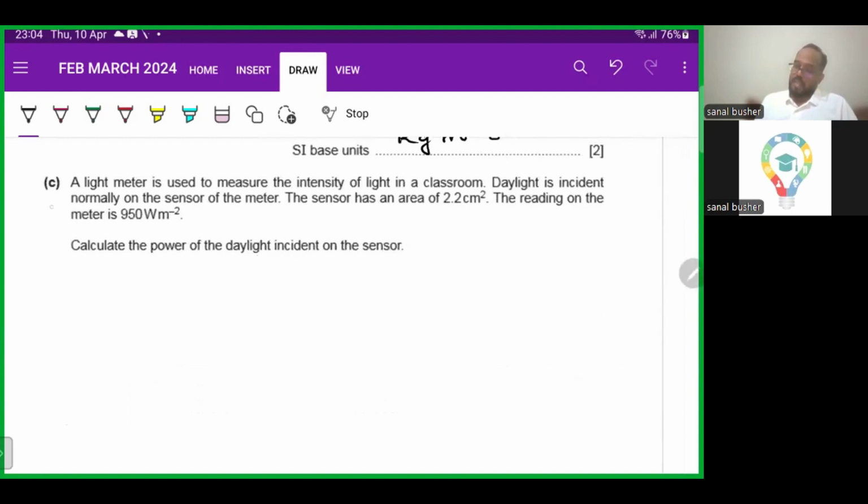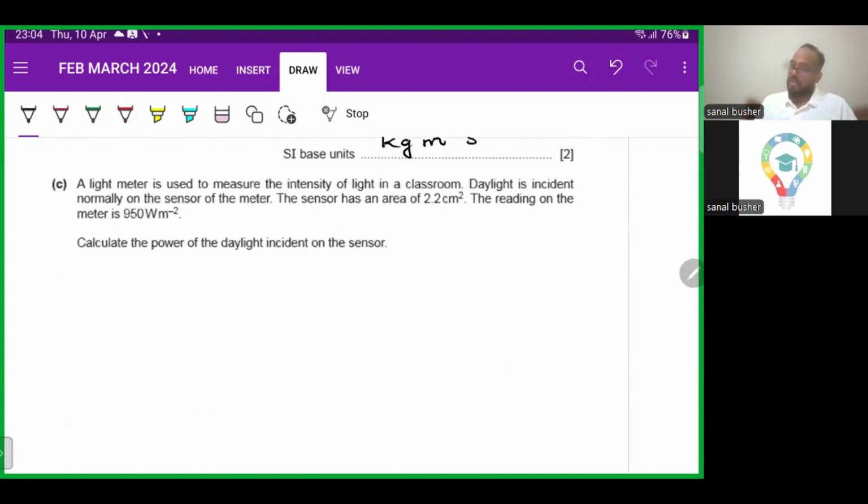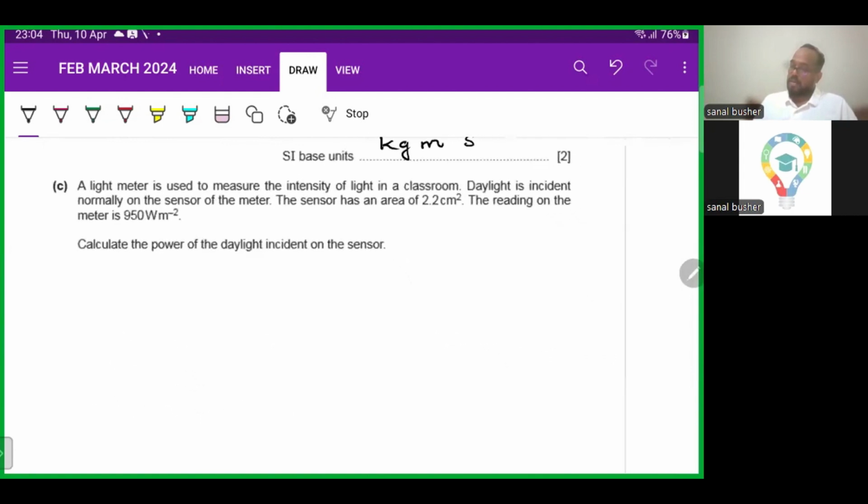C part, a light meter is used to measure the intensity of light in a classroom. Daylight is incident normally on the sensor. The sensor has an area of 2.2 centimeter square. The reading on the meter is 950 watts per meter square. You can check the unit. Calculate the power of daylight incident on the sensor.